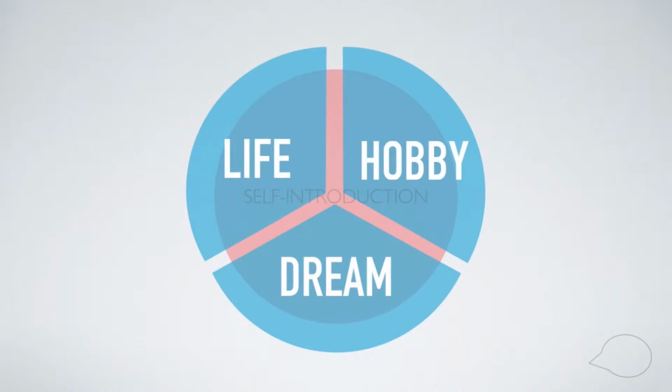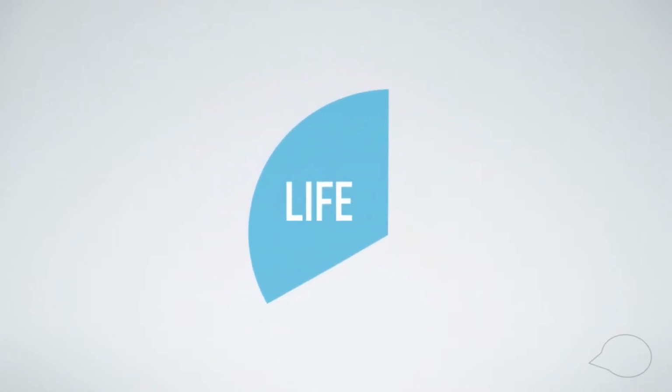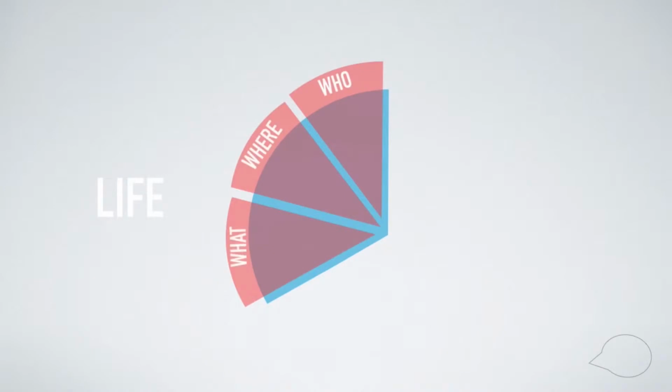Now, we understand what each part basically is, but let's go into more detail so that we can understand exactly how to properly introduce ourselves. To do this, we must break down each individual part. Let's start with part 1. Part 1 is, once again, life. For this part, we will select 3 of the 5 W's: who, where, and what.